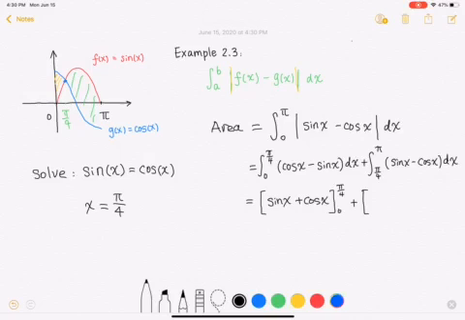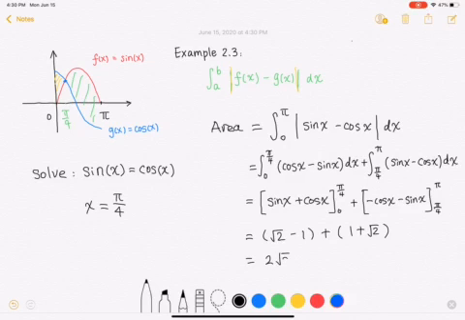The antiderivative of sine of x is negative cosine of x, and the antiderivative of cosine of x is sine of x. So we evaluate from pi and then subtract the value at pi over 4. So you will get square root of 2 minus 1 plus 1 plus square root of 2. And then you add these two parentheses up, you get 2 square root of 2.